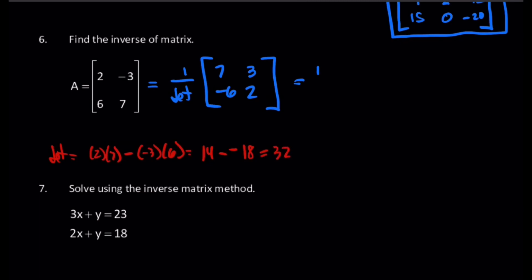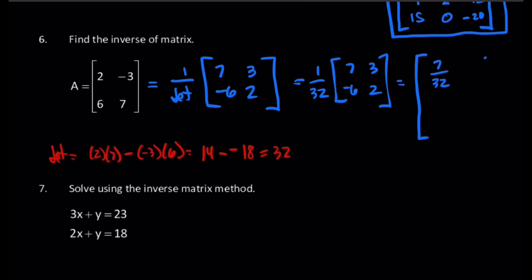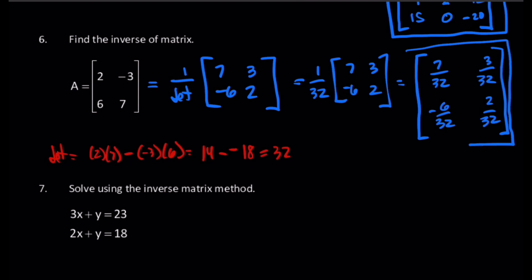Okay, so I have to take 1 over 32 times this matrix. 7, 3, negative 6, 2. It's going to be messy, but who cares? I don't have to do anything with this matrix. You just distribute 1 over 32. So it's going to be 7 over 32, 3 over 32, negative 6 over 32, and 2 over 32. And I'm totally fine if you leave it like this. You do not have to simplify the fractions. If I were to use this on another matrix, it'd probably be easier, to be honest with you, to keep all the denominators the same. You don't have to, so it's totally up to you.